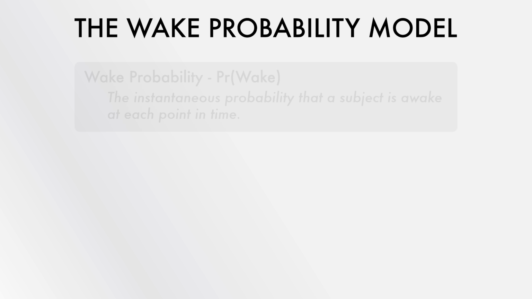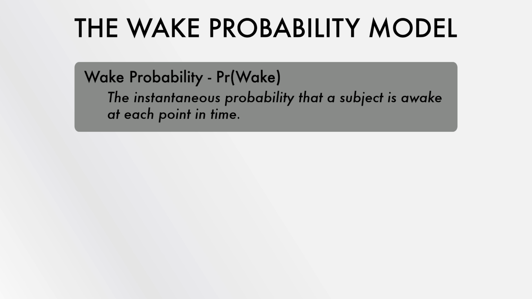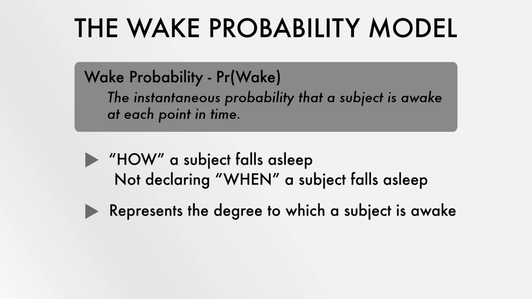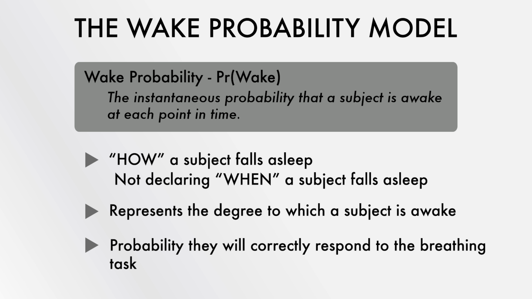This model estimates the wake probability, or PR wake, which is an instantaneous probability that the subject is awake at each point in time. The value in this model is knowing how a subject falls asleep, meaning the continuous change in wakefulness, as opposed to a single point in time declaring when a subject falls asleep. The time course of the wake probability represents the degree to which a subject is awake at each point in time, as well as the instantaneous probability of responding correctly to the breathing task.